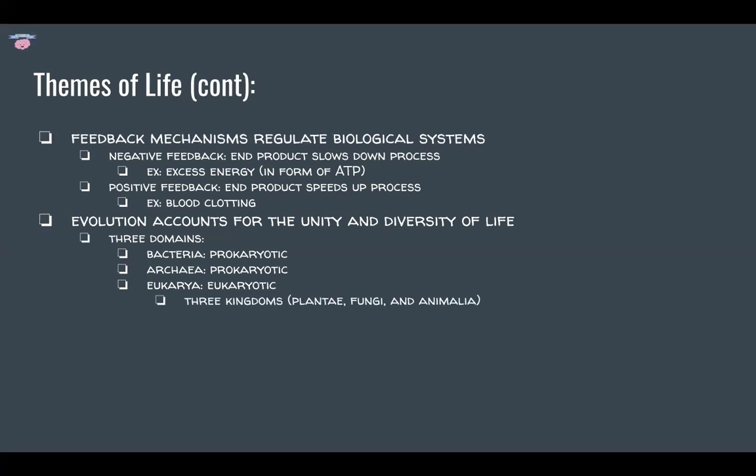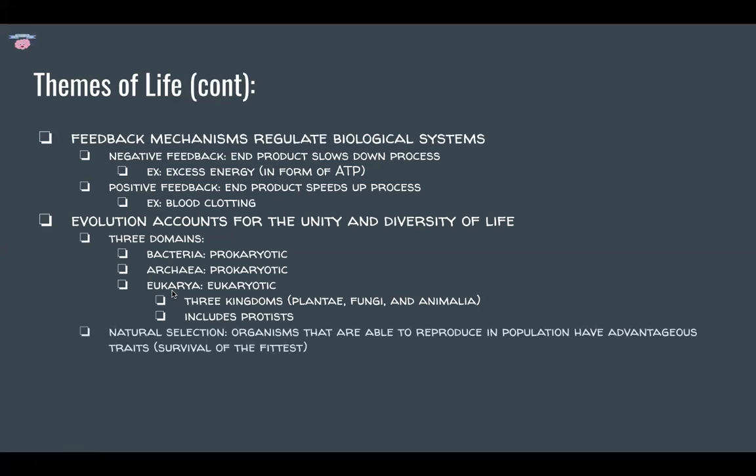Eukarya has three kingdoms, which are subdomains: plantae, like I said, plants, fungi, fungus, and animalia, animals. It also includes protists. So a eukaryotic cell may make up a single-celled organism. A small organism that just has one cell could be eukaryotic. And that's an example of a protist. Protists can be in any of the three domains, but most are in eukarya.